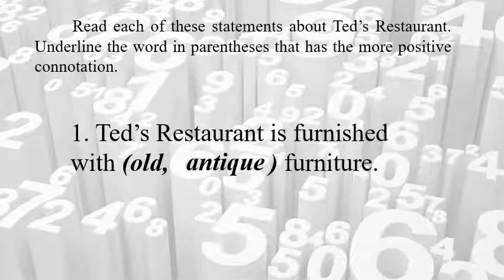So now, with your pen and paper, read each of the statements about Ted's restaurant, underline the word, or just think of the word in the parentheses that has the more positive connotation. So number 1, Ted's restaurant is furnished with old or antique furniture. What is your answer? If you answer antique, then you are correct. It is more positive.